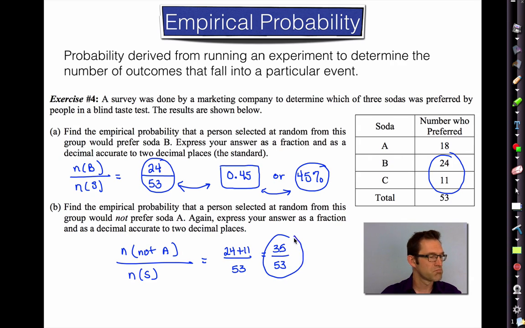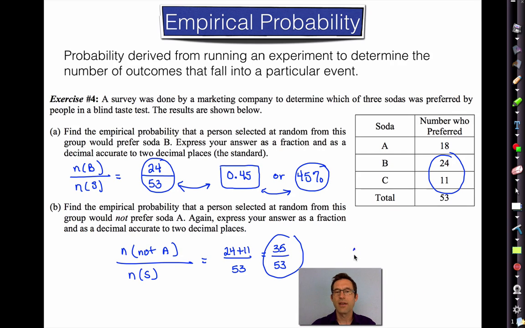Yeah, still right. And as a decimal, that's 0.66, or 66%. It's pretty rare that we'll express probabilities to a greater degree of accuracy unless they're really small. If the probability was like less than 2%, less than 0.02, then we might take some additional decimal places. All right, pause the video now and write down anything you need to.